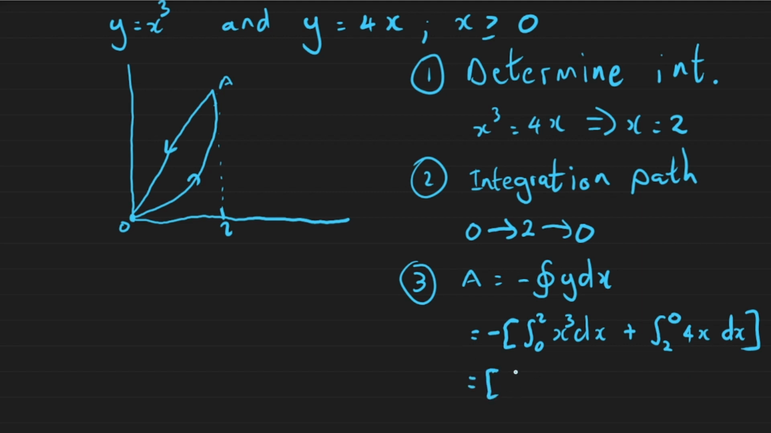So if we integrate this, the integral of x cubed is x to the power 4, and we have to put a 1 over 4 in front of it to cancel out the 4. And we're integrating this between 0 and 2. And 4x, if we integrate that, we get x squared, then 2 times something must give us 4, and that's 2. And we're integrating that from 2 to 0.